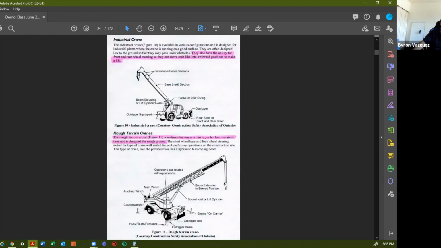And so that's why it's called a flat deck. You can get them into really tight areas. These are very handy. You're going to want to know more about this because they're going to ask you about that. This is a rough terrain crane.